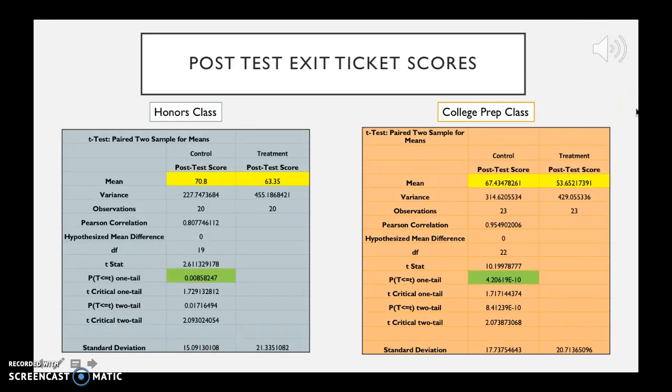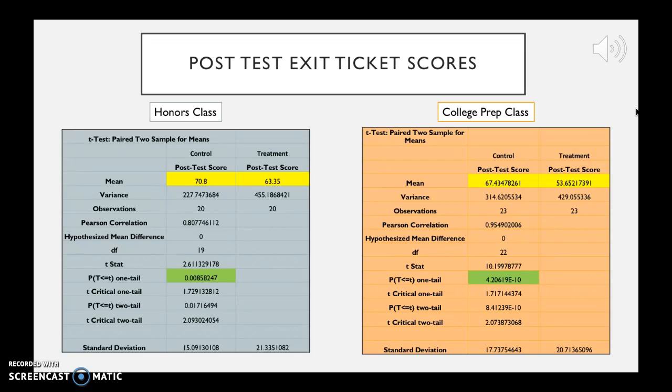In comparing the scores on the post-test for treatment and control groups, the findings suggested a clear difference as seen by the yellow highlighted numbers, which represent scores as percentages. For the honors class, there was a difference of 7.45% between the control and treatment group scores, with the control group scoring an average of 70.8% with a standard deviation of 15.1%, and the treatment group scoring an average of 63.35% with a standard deviation of 21.3%. The p-value indicated that the difference was strongly statistically significant, as seen by the green highlighted number on the chart.